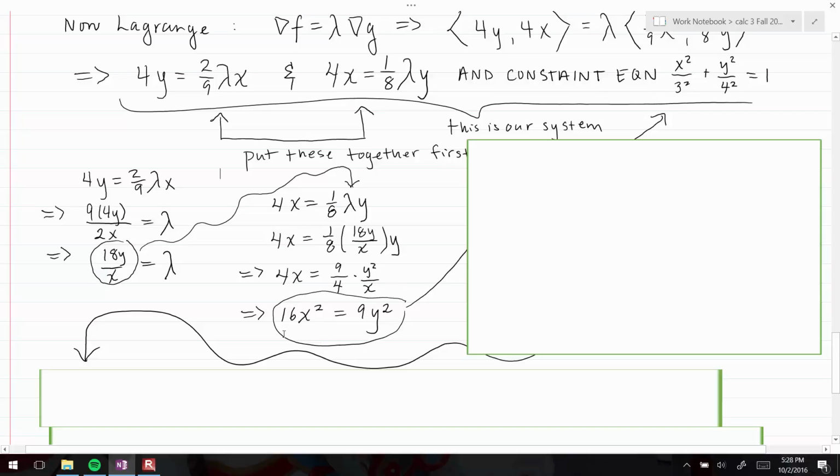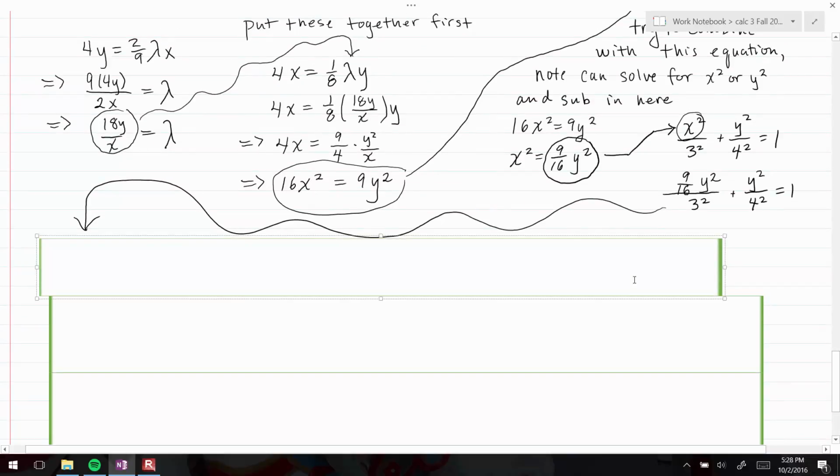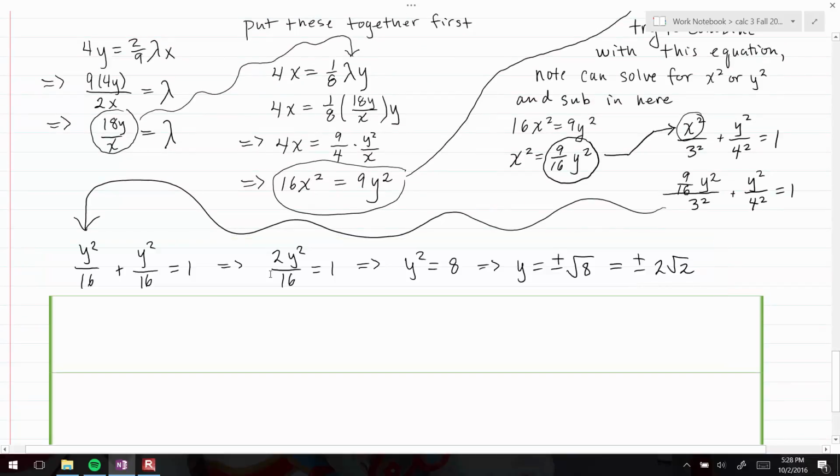Alright, so here now we have an equation in terms of just x and y, and notice that our constraint equation is also just in terms of x and y. They're nonlinear, but if you compare them, you can notice maybe that they both have x squared and y squared in them. So if we just solve this equation down here that's circled for either x squared or y squared, then we could plug it into this one and get it down to one variable. So doing that, sub in, here we get finally our equation in terms of one variable that can be solved without too much difficulty. And so you get y is equal to positive or negative 2 times the square root of 2.